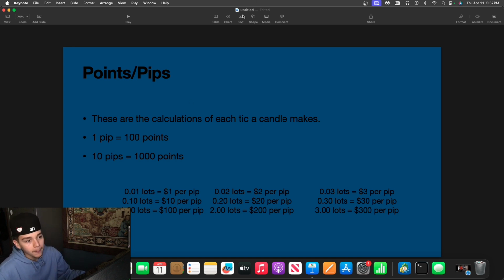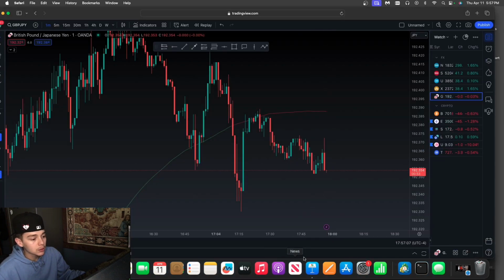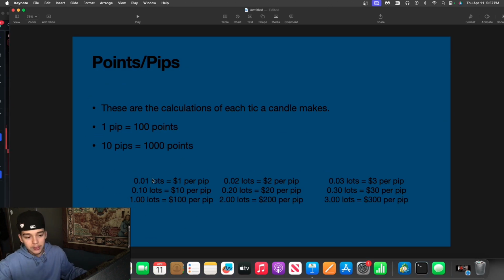So each time this thing moves, it's $1 per pip. So if you were to sell and it's going down each pip, you're calculating $1 for each move that it makes. That's at 0.01 lots. So let's say you raise your lots to 0.10 lots. That's $10 per pip. So each time it moves, you're getting $10 for each tick. So 10, 20, 30. If it drops, 20. Drops again, that's 10. Then it goes back up. You know what I'm saying?